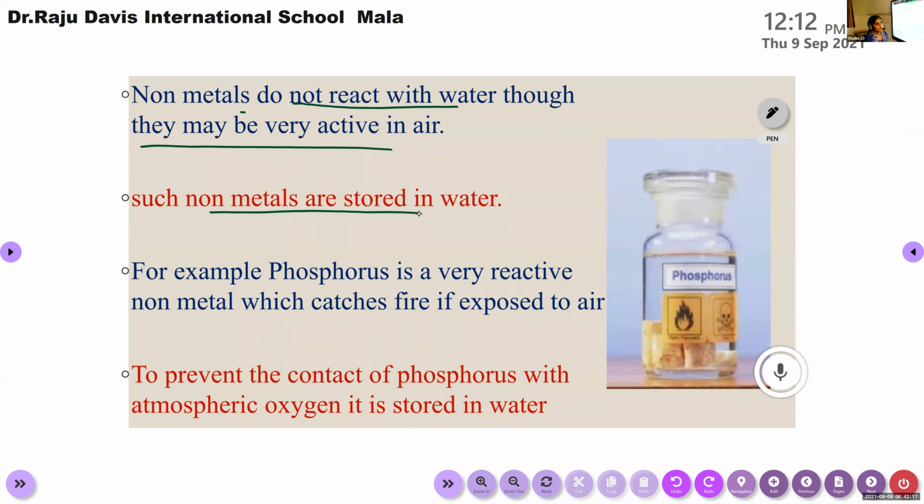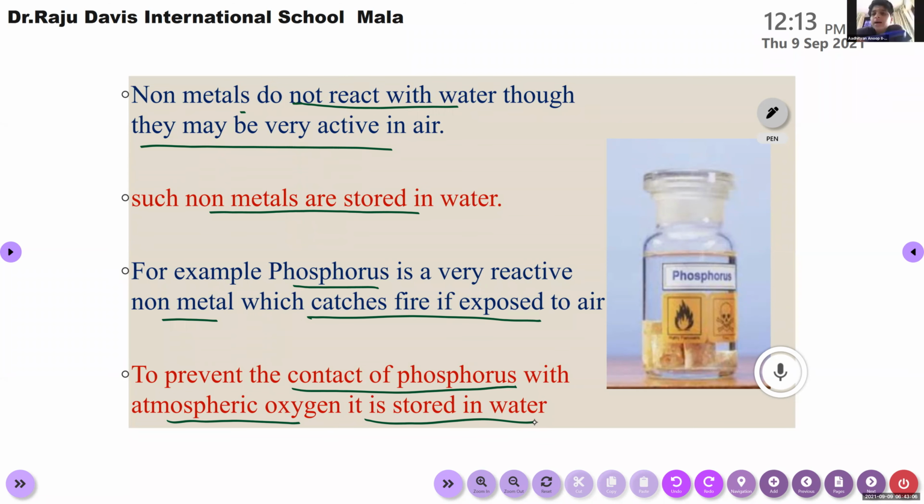I told you in the case of sodium, we store it in kerosene to avoid contact with both air and water. Here in the case of non-metals, they are highly reactive with air, but least reactive with water. So these non-metals can be stored in water to avoid contact with air. For example, phosphorus is a very reactive non-metal which catches fire if exposed to air. To prevent contact of phosphorus with atmospheric oxygen, it is stored in water. So sodium is stored in kerosene, and phosphorus is stored in water. The main intention is to avoid contact with the reactive.